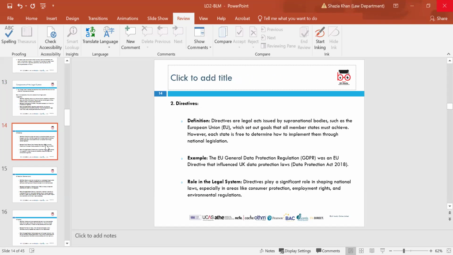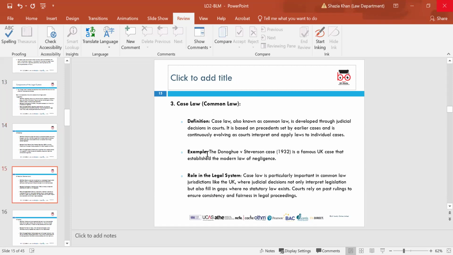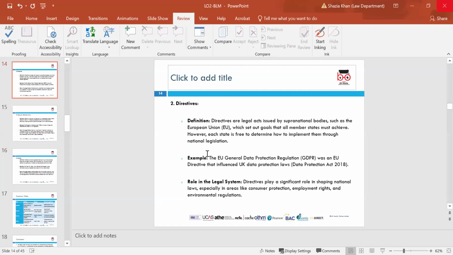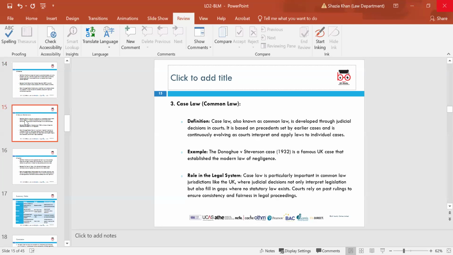The next one is directives, and these are legal acts issued by supranational bodies such as the European Union, which govern legislation. The example we've got here is the EU General Data Protection Regulation, GDPR, and its influence on things like personal data and how it's protected. In the legal system, directives play a significant role in shaping national laws and protecting individuals' employment rights and environmental rights.